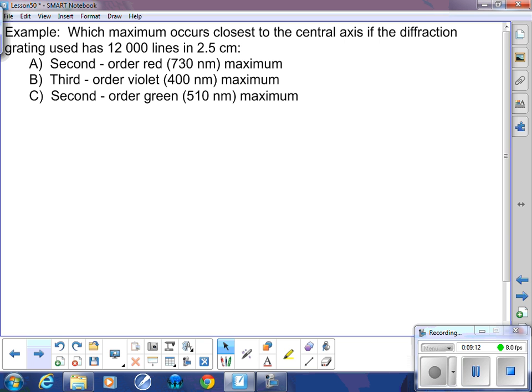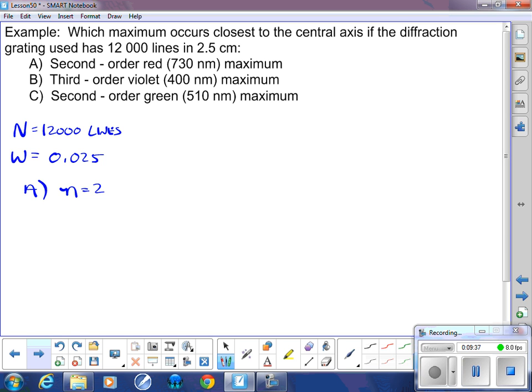All right, on to the final example. Which maximum occurs closest to the central axis if the diffraction grating used has 12,000 lines or slits? We know the width, 0.025, and we're given a series of information. For part A, second order, so n equals 2, lambda is 7.3 times 10 to the negative 7 meters. We're looking at a maxima.